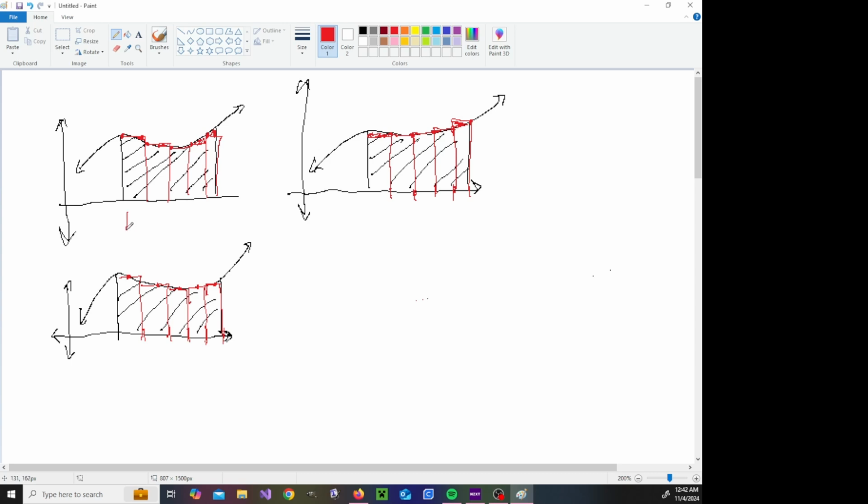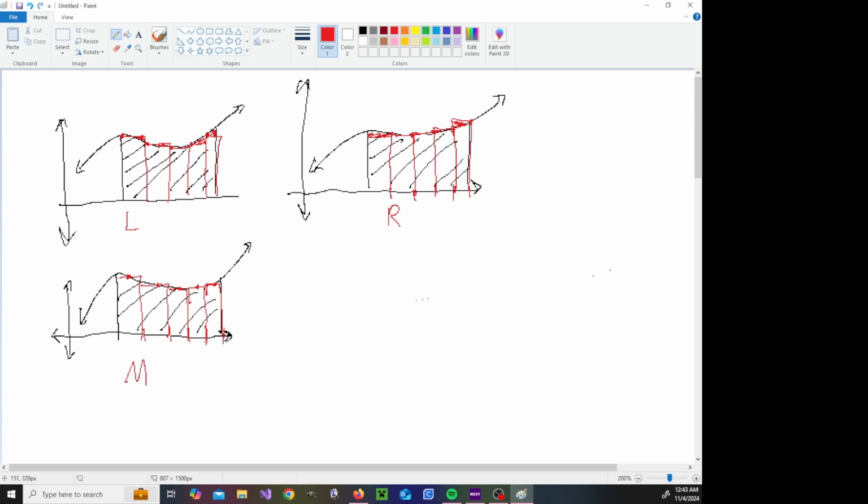So again, this was left rectangles, these were my right rectangles, and these were my middle. Now, it turns out, again, the middle rectangles is kind of the best method for approximating the area. So if we're doing this on our own, we would really want to use the middle rectangles if I really care about being really precise really quick.